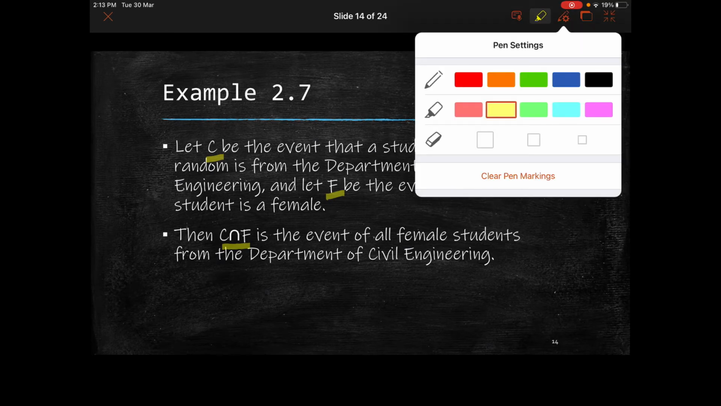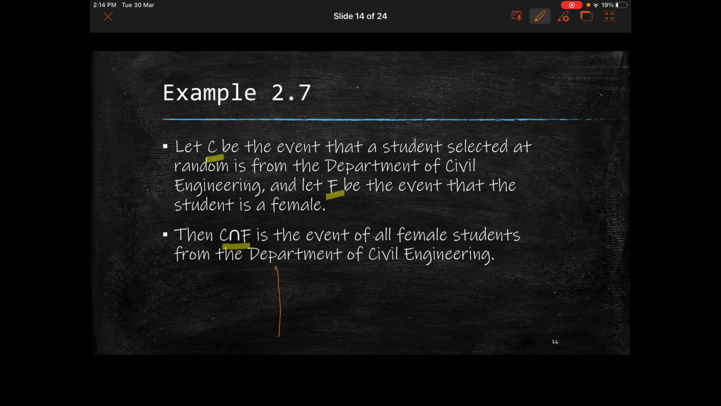So if we draw here, we have a sample space S for all the students in the Faculty of Engineering, and then we have C, students selected randomly from the Department of Civil Engineering. Then we have a female student from the Faculty of Engineering, and the intersection of those two events is a female student from the Department of Civil Engineering.